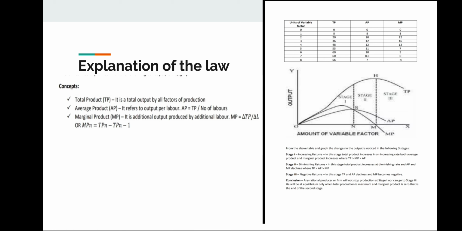So any rational producer or firm should not stop production in stage 1 and should continue up to stage 2. The producer or firm will be in equilibrium only when TP is maximum and marginal productivity is 0 at the end of the second stage. So the second stage is the comfortable zone for the producer.